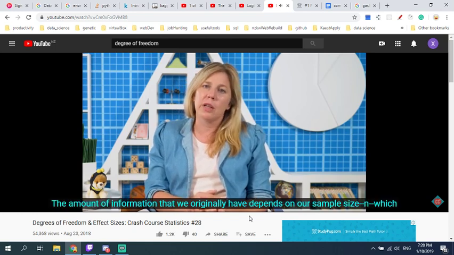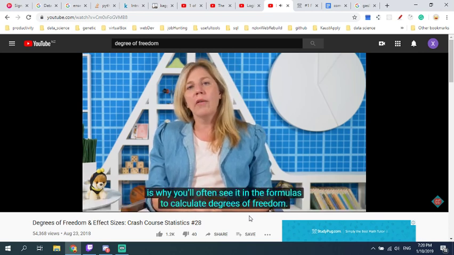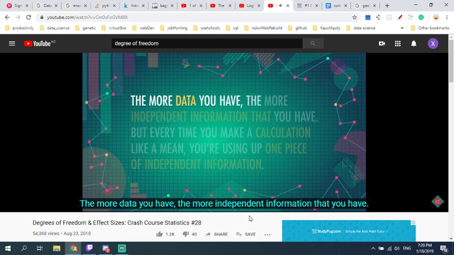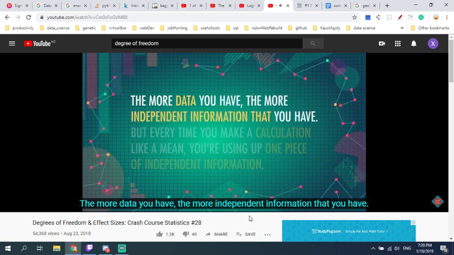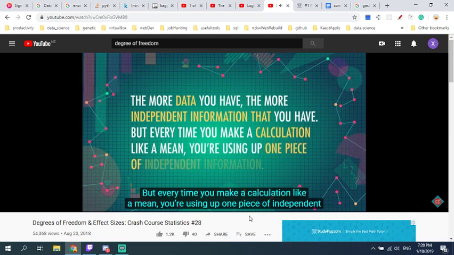The amount of information that we originally have depends on our sample size n, which is why you'll often see it in the formulas to calculate degrees of freedom. The more data you have, the more independent information that you have. But every time you make a calculation like a mean, you're using up one piece of independent information.